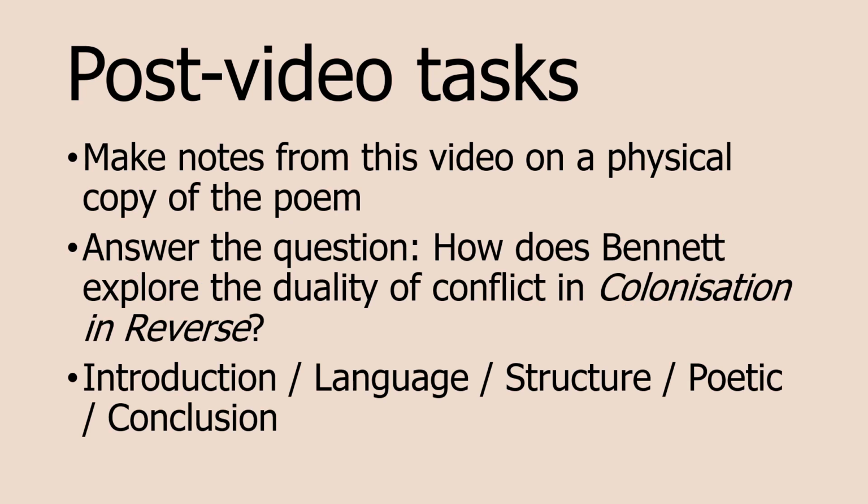So, please make notes from this video on a physical copy of the poem, turn it into a revision guide of sorts so you can revise for your exams. And if you want to, you can answer this question. How does Bennett explore the duality of conflict in Colonisation in Reverse? Now, dual means two, so the double nature of conflict. The conflict of Britain having colonised Jamaica, and secondly, the conflict of Jamaica reverse colonising Britain. How are those two ideas explored in Colonisation in Reverse?